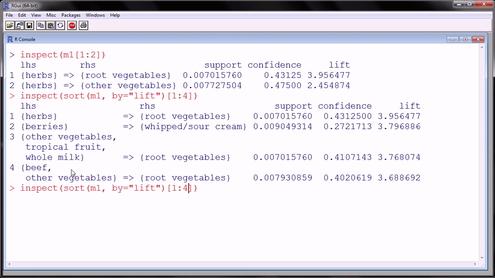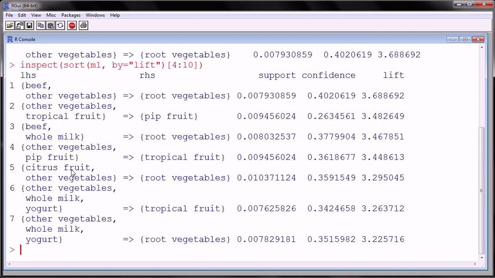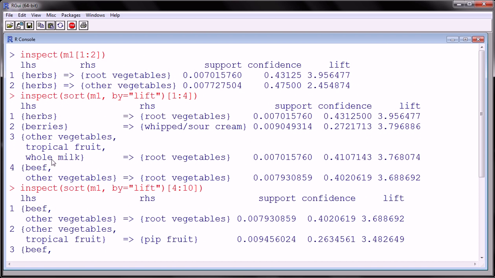Let's look at some more. So let's look at 4 to 10. So that one. Anything interesting here? A lot of stuff that you would have to kind of think about as a subject matter expert. The most interesting thing to me was actually the berries and the whipped cream. Okay, it picked that pattern up nicely. And it was the rule with the second highest lift.